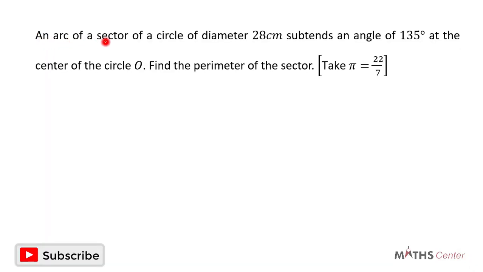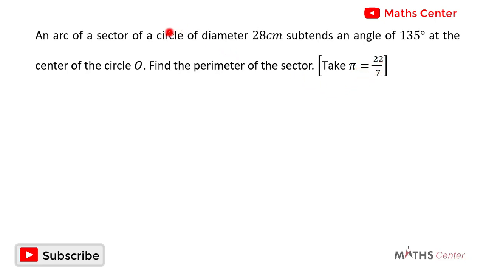An arc of a sector of a circle of diameter 28 centimeters subtends an angle of 135 degrees at the center of the circle O. Find the perimeter of the sector. Take pi as 22 divided by 7.